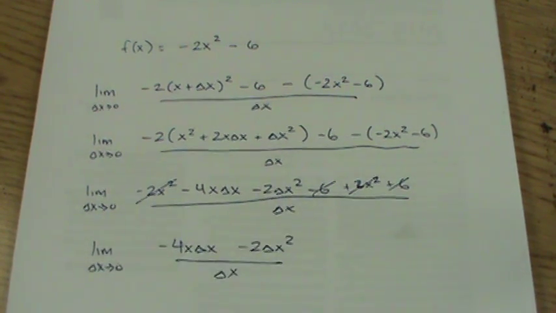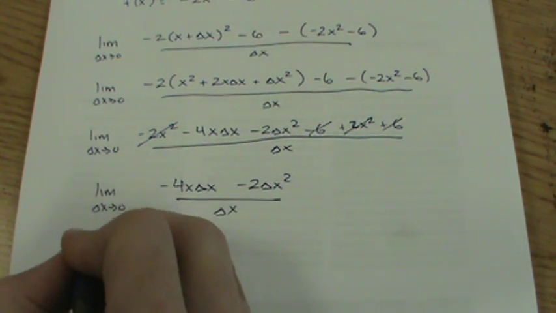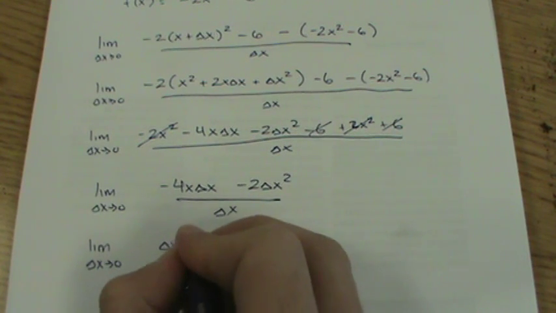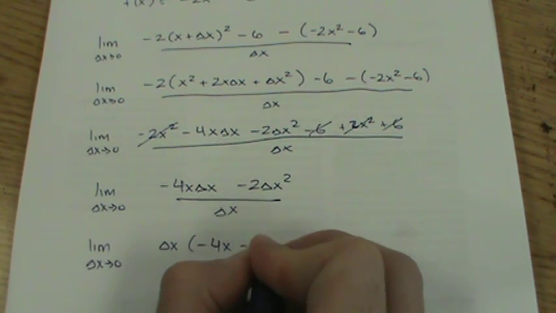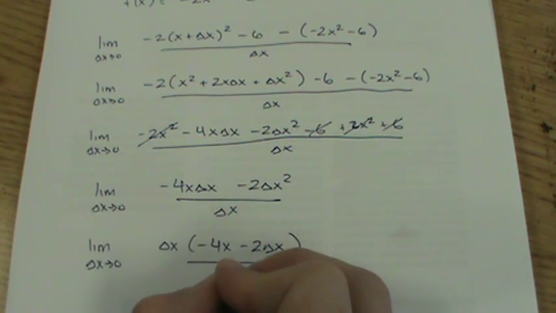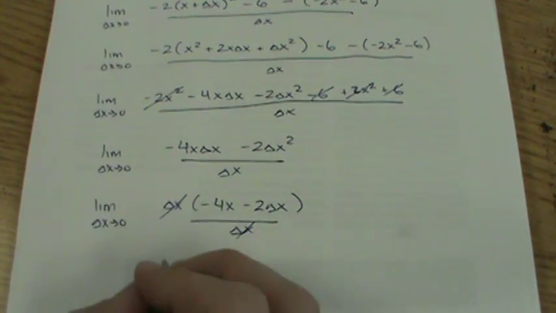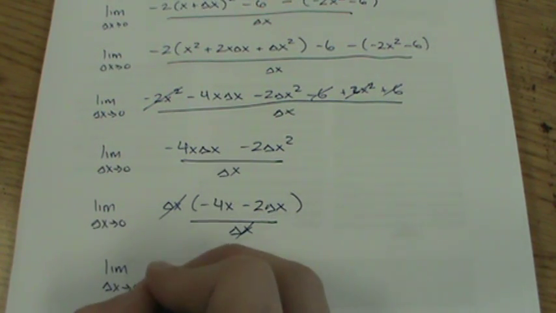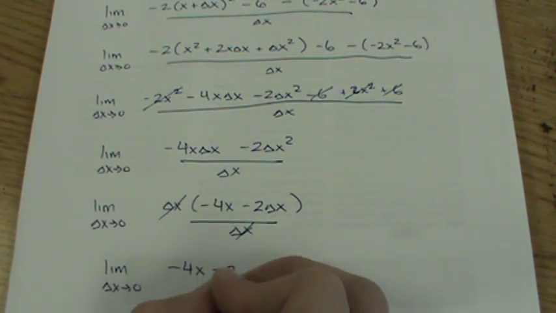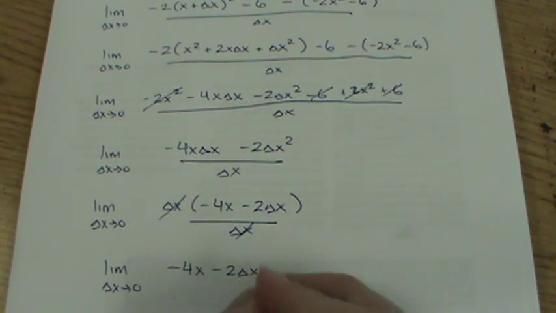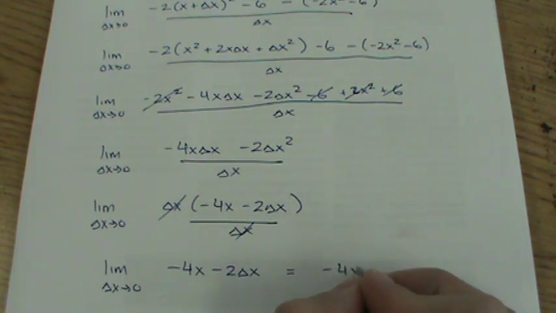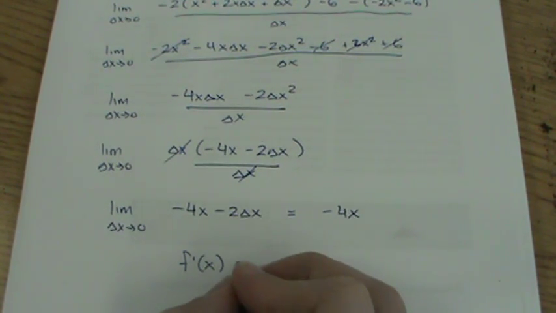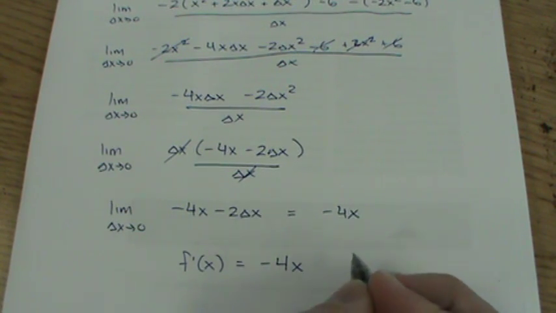Now again, they should all have a delta x. I can factor that out. Take out that delta x, leaving me with negative 4x minus 2 delta x. Delta x's then cancel. All right, leaving you with the negative 4x minus 2 delta x. Here's where I can go ahead and put 0 in for that delta x, leaving me with just negative 4x. And so my derivative, f prime of x, is going to equal negative 4x.